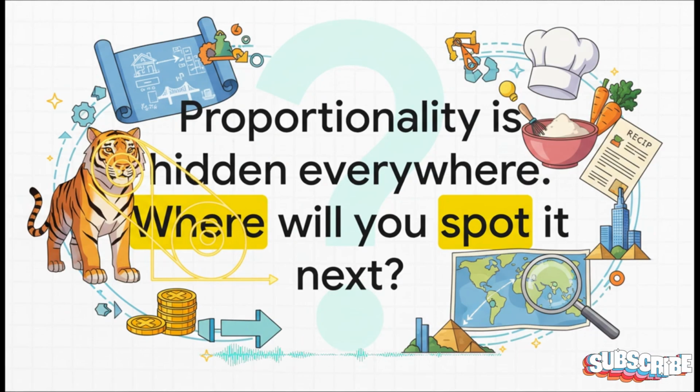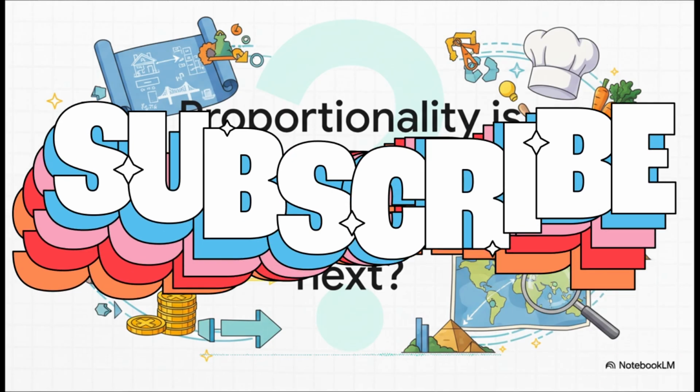So there you have it. From stretched out tigers to the real value of a coin, proportional reasoning is like a secret key that helps us make sense of the world. It's the hidden logic behind cooking recipes, building designs, and so much more. Now that you know its secret, keep an eye out for it. Where do you think you'll spot it next?